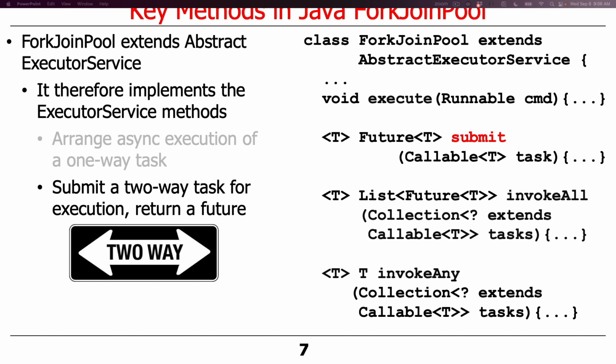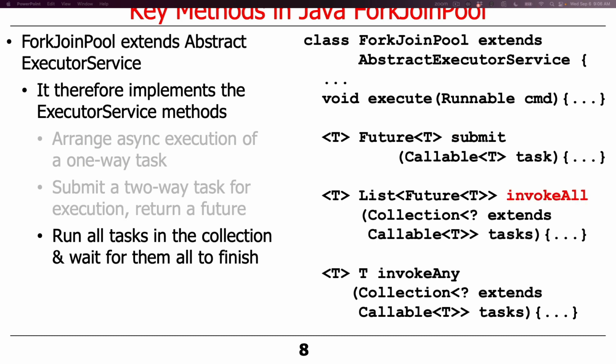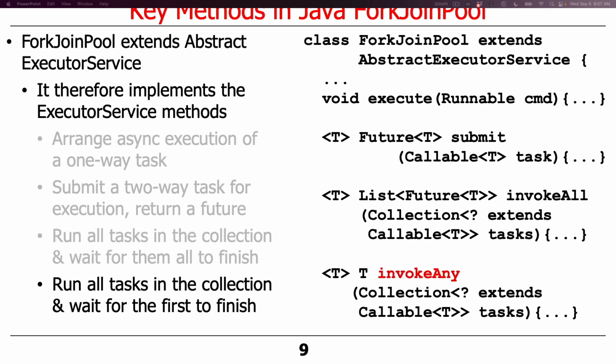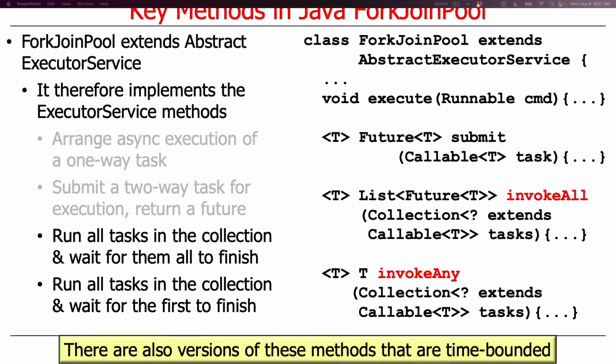There's also a way to submit a two-way task. So you can see you submit a callable, that gives a value back, you get a future back to this thing, so that's how you can eventually get the result when it's finished. There's also a method called invoke all, where you give it a collection of callables, and all of those elements run in the background threads in the ForkJoinPool, and this call will essentially wait for everything to be done, and it returns to you a list of futures when they're all finished. And then finally, there's one called invoke any, which invokes a collection of callables, and whichever one finishes first, that's the result that comes back. All the others are canceled.